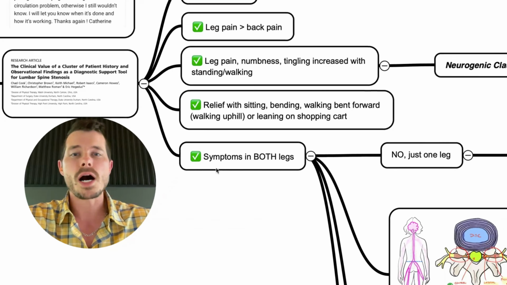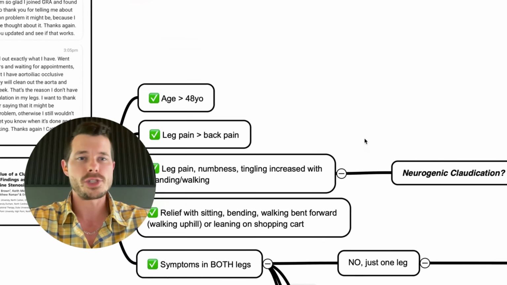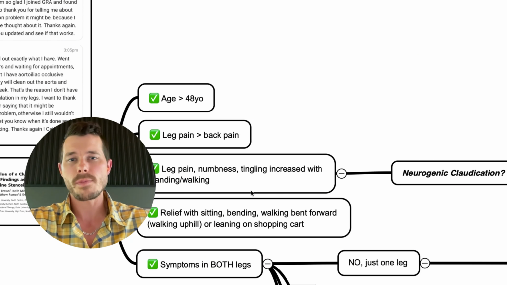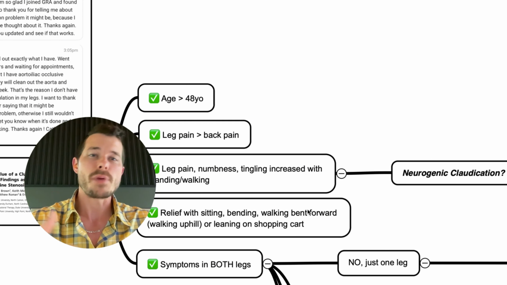And symptoms are more common in both legs. It could just be one leg. Before I get into that, let's talk about neurogenic claudication. This idea of leg pain that's worse with standing and walking, but maybe goes away when you're bending forward or sitting. So again, that's kind of a lack of blood supply to the nerves in your lower spine, which is causing you to feel symptoms. But now we want to prove it.